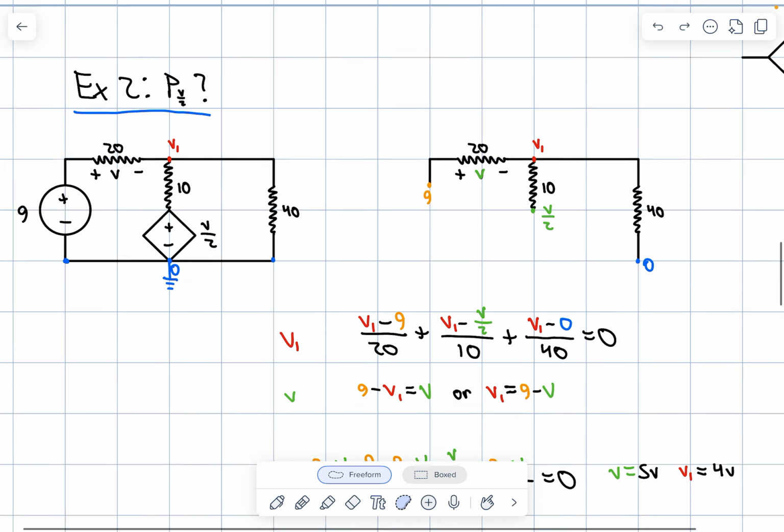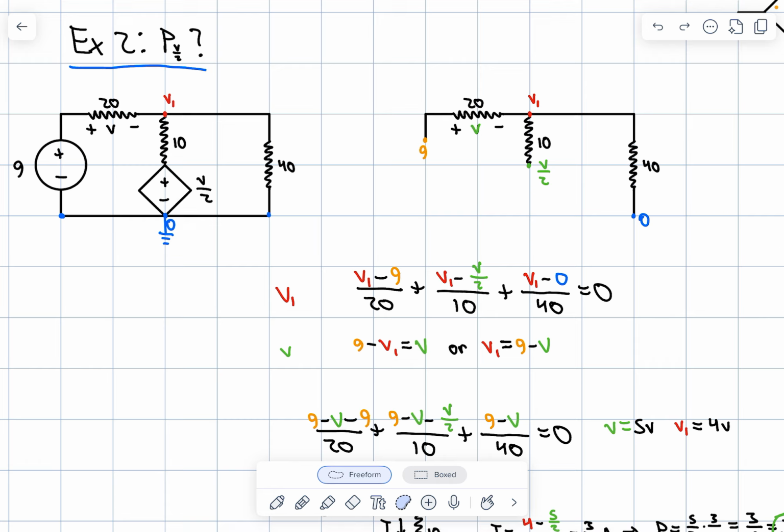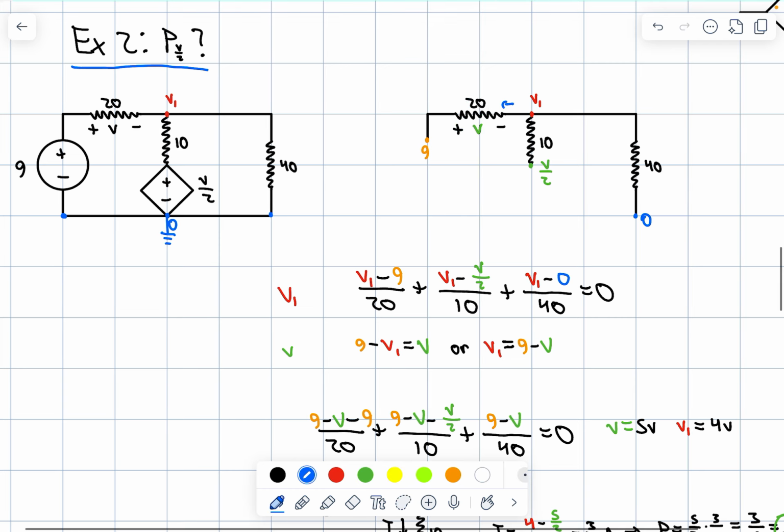So we know we have to find V, and by association V1. So let's just run our node voltage. Why not? So using this left-hand side, if we imagine some current to the left, downwards, right, going out, it's V1 on this left side, V1 minus 9 over 20 right here, then V1 minus V2 over 10 going down, and then V1 minus 0 over 40 to the right.